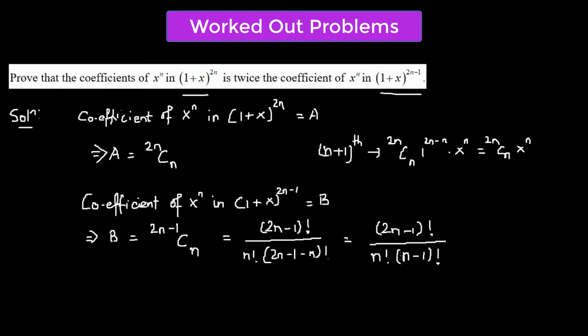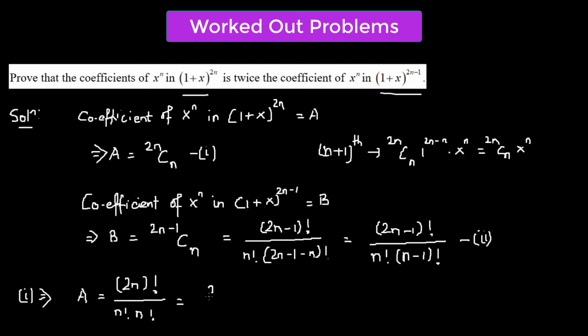Now this is our equation number 2, and this is equation number 1. And let us also expand equation number 1. So from equation number 1, we have a is equal to (2n) factorial divided by n factorial times (2n minus n), which gives us n factorial.